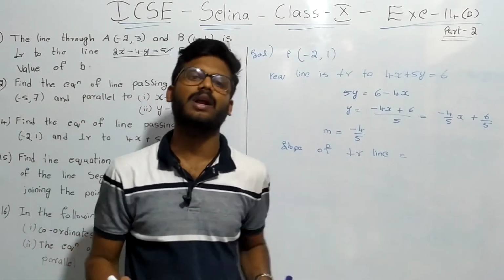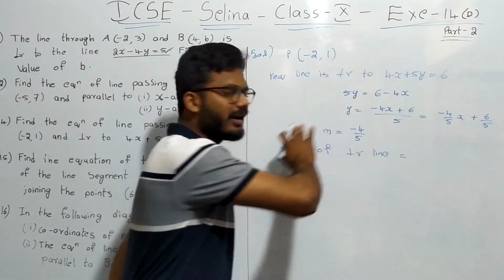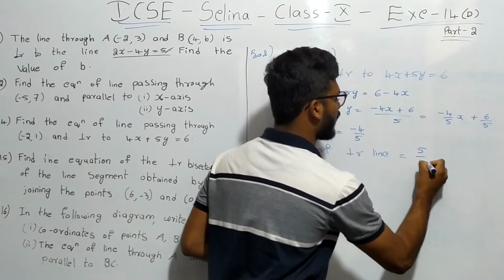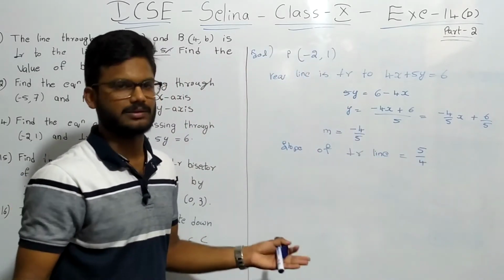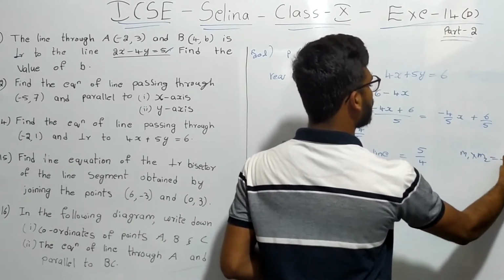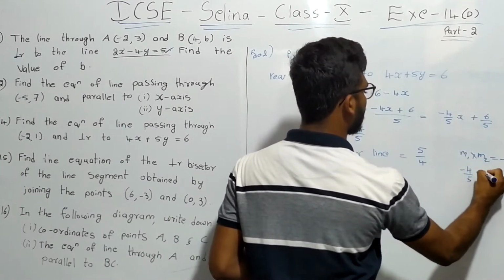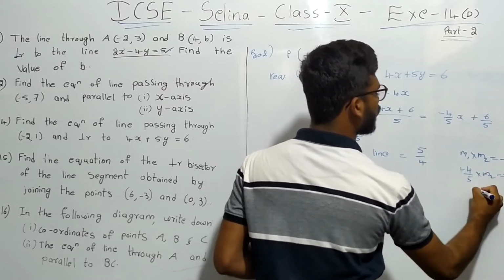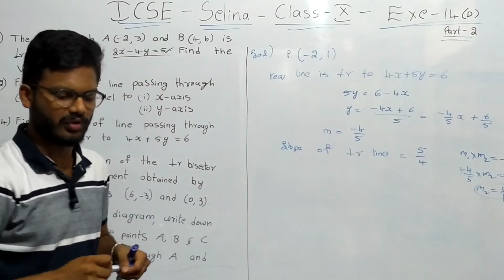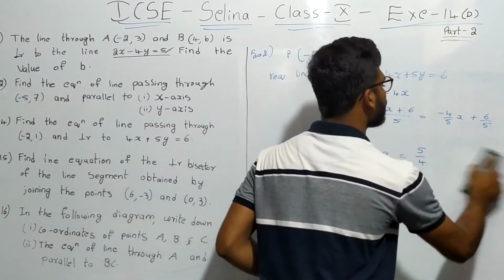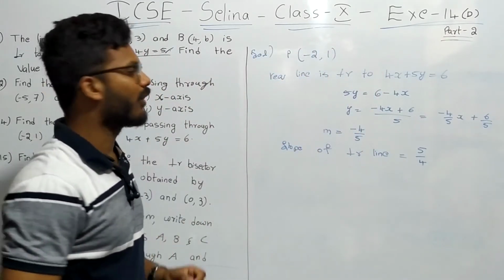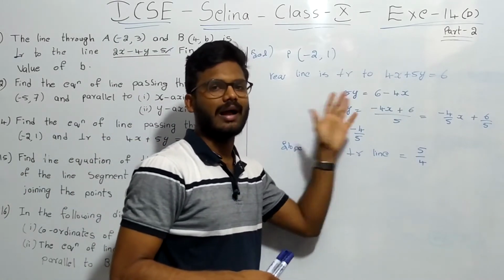In order to get the perpendicular slope, what we have to do is just write the reciprocal and change its sign. So what will we get? Reciprocal means 5 by 4, minus will become plus. Or you can do it like this: m1 into m2 is equal to minus 1. So minus 4 by 5 into m2 is equal to minus 1, so m2 is equal to the reciprocal, 5 by 4. Or else if you want to do it directly, whenever you know the slope of a line and want the perpendicular slope, write its reciprocal and change its sign.